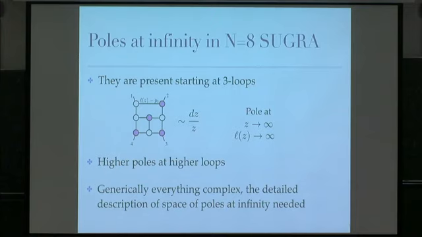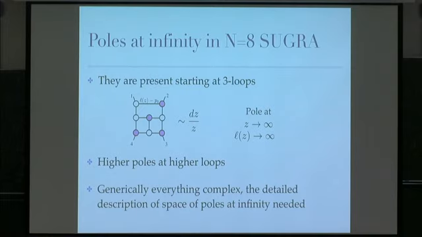Now, in N=8 supergravity, there are poles at infinity on the cuts. For example, they start at 3 loops. If we consider the maximal cut of the 3-loop 4-point amplitude, it's a 10 cut. So there are 2 free parameters, but I just display one of them. It behaves like dz over z, where z linearly parameterizes momentum in the diagram. And that's a pole at infinity. And there is nothing to do about it.